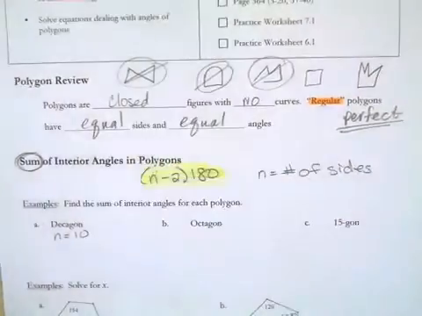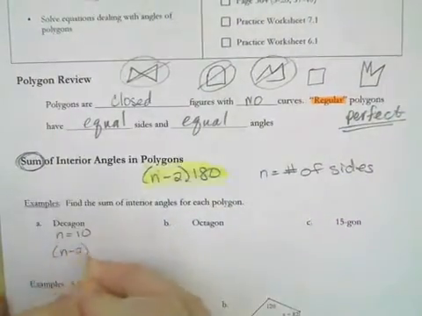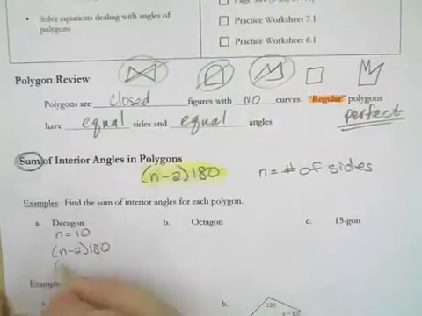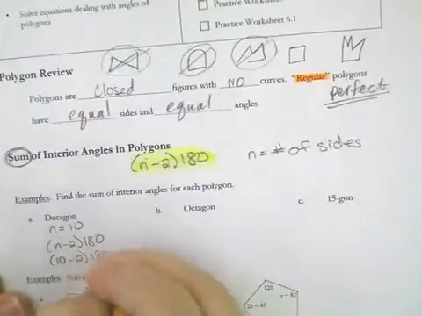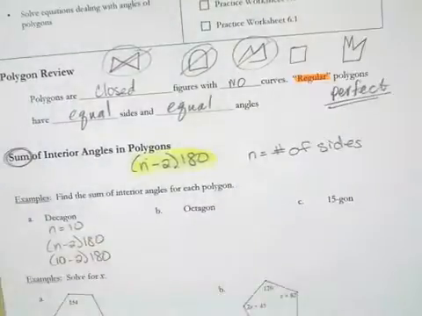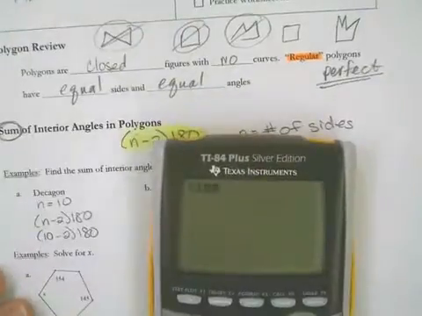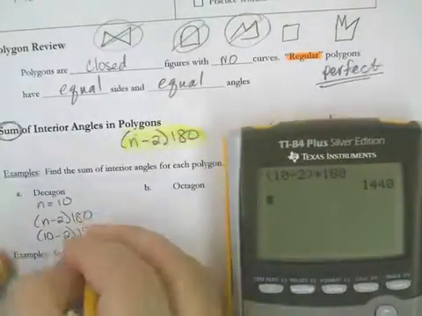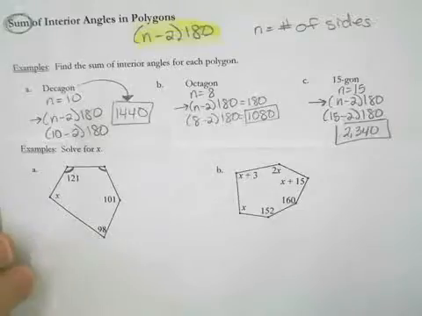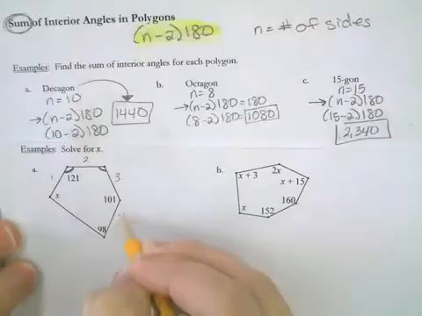A horrible highlighter. And what we get is n minus 2 times 180. And instead of n, I plug in 10. So 10 minus 2 times 180. And you can either do the math in your head and say, oh, I know that's 8, or you can just let the calculator do the whole thing, and it will be 10 minus 2 times 180. And so the sum of the angles in a decagon is 1,440.